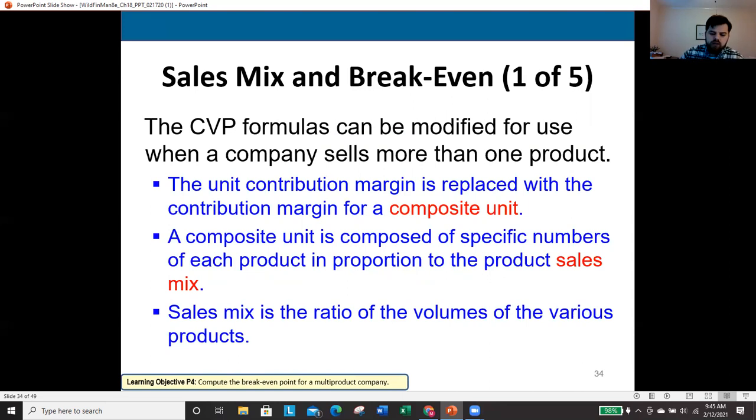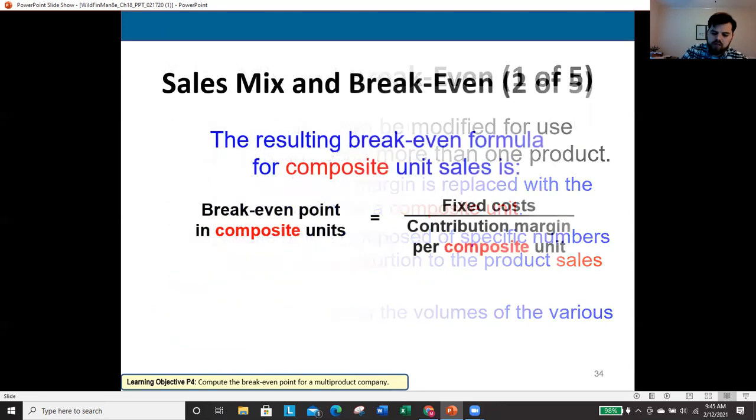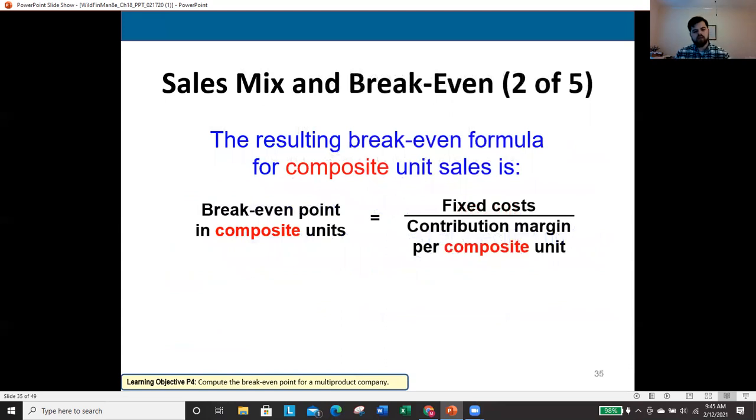Now, the sales mix, of course, is just the ratio of the volumes of the various products being sold. So the resulting formula that we need here, fixed costs divided by contribution margin per, notice, composite unit, not per unit, but per composite unit.